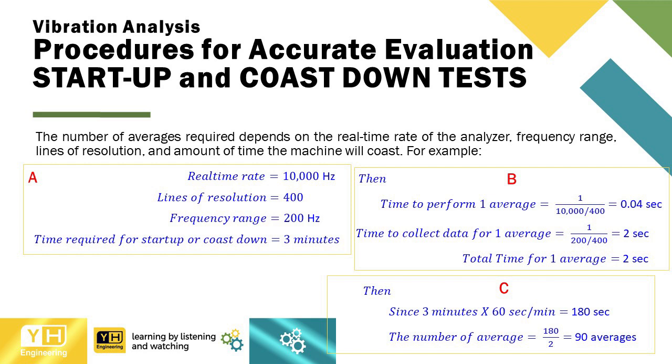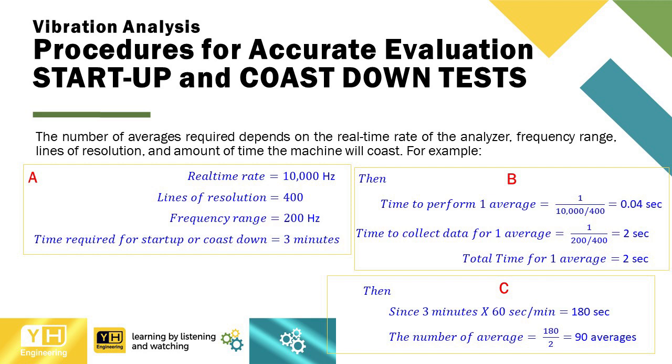The number of averages required depends on the real-time rate of the analyzer, frequency range, lines of resolution, and amount of time the machine will coast. For example, real-time rate is 10,000 Hz, lines of resolution is 400, frequency range is 200 Hz, and time required for startup or coast down is 3 minutes. Then, time to perform one average is 1 divided by 10,000 divided by 400, equal to 0.04 second. Time to collect data for one average is 1 divided by 200 divided by 400, equal to 2 seconds.